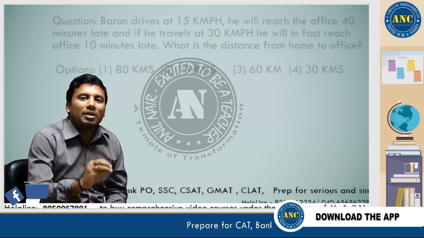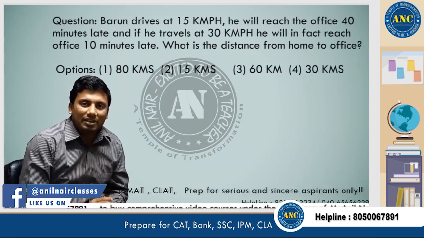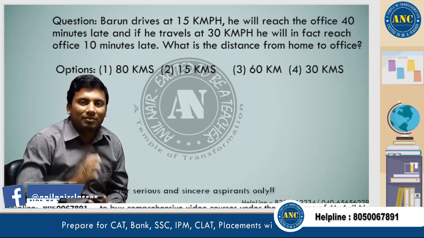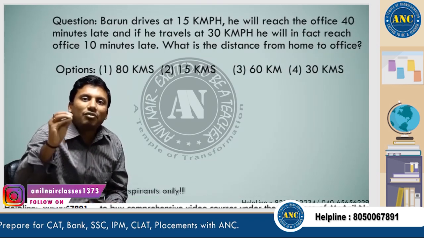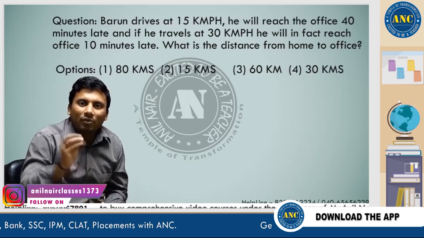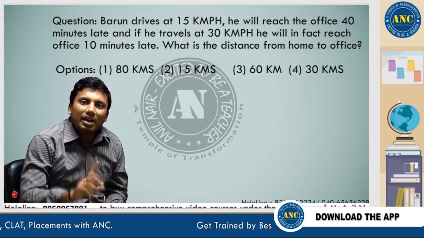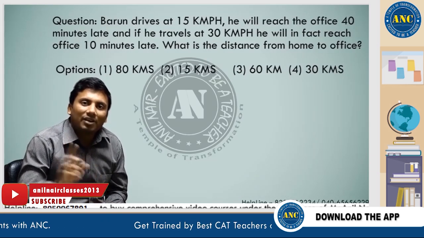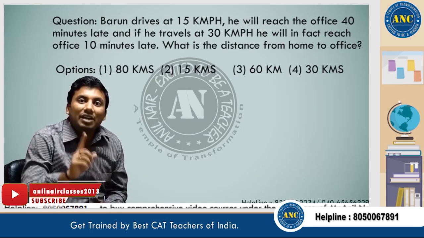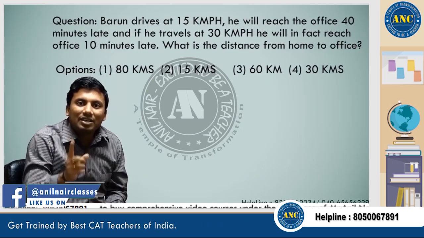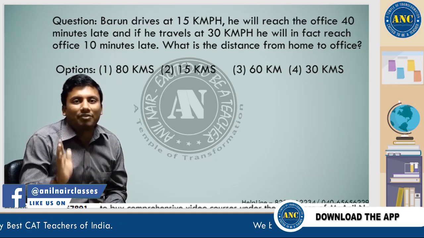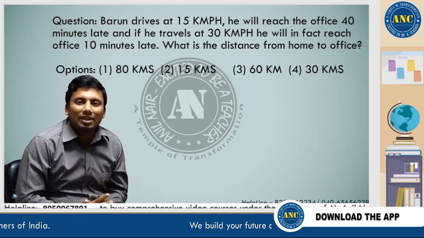There is a person by name Barun who travels at 15 kilometers per hour and reaches office 40 minutes late on day 1. Next day, he travels at 30 kilometers per hour and reaches office 10 minutes late. Find the distance from home to office. Let us solve it orally.